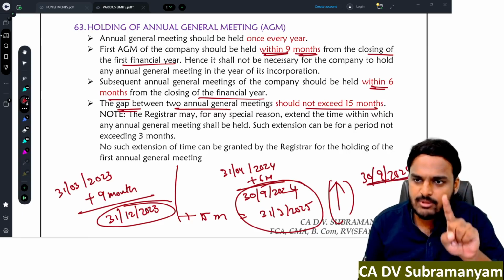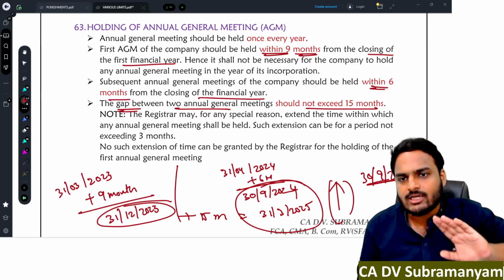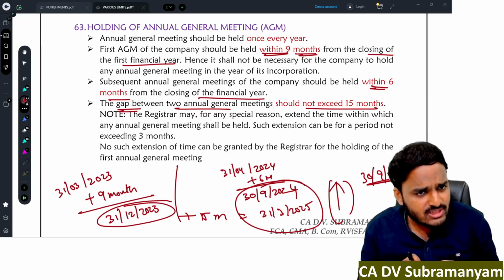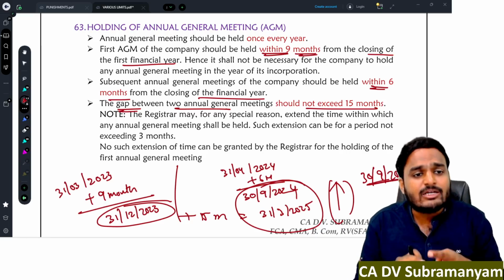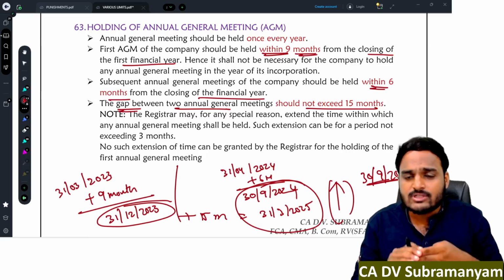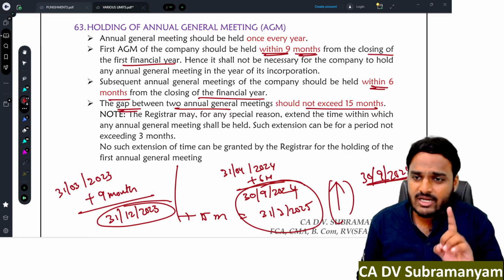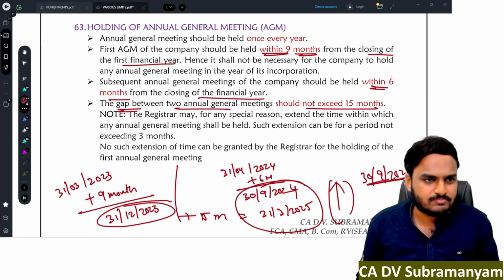So the first AGM time limit is 9 months from closure of the first financial year. For subsequent AGMs we had two limits. One is within 6 months from the closure of the financial year, and the time gap between two AGMs shall not exceed 15 months. Out of these two, whichever is earlier, consider that date as the due date of the AGM. And every year the company has to conduct one AGM.